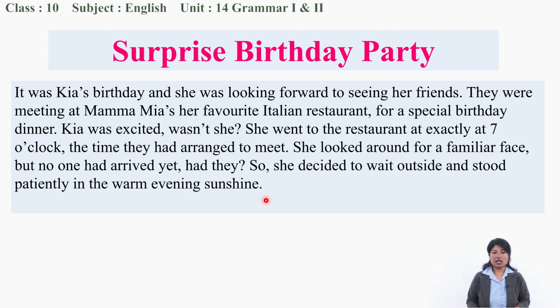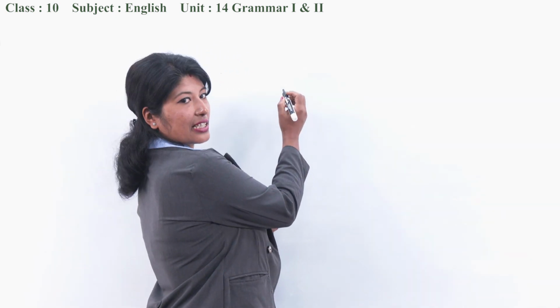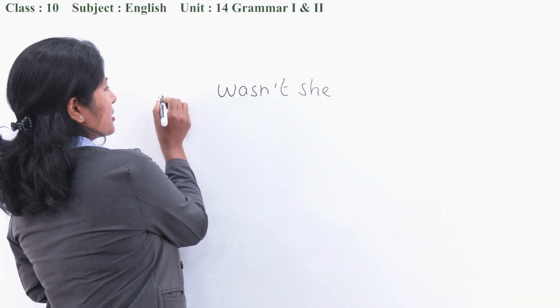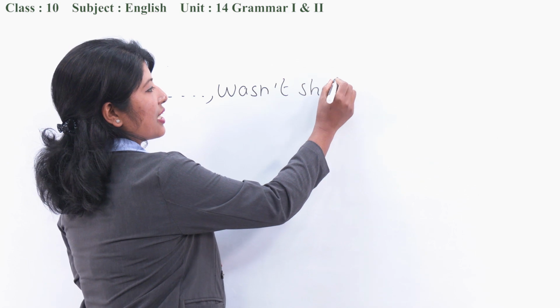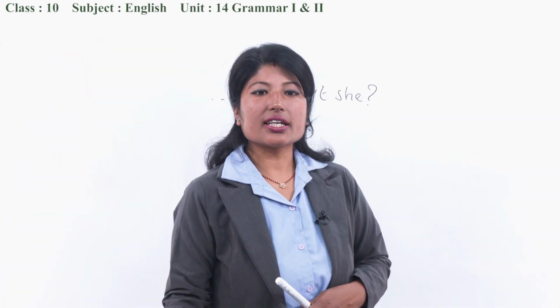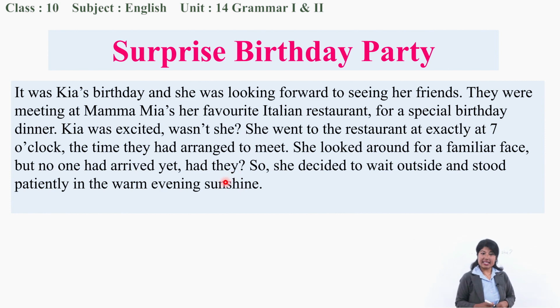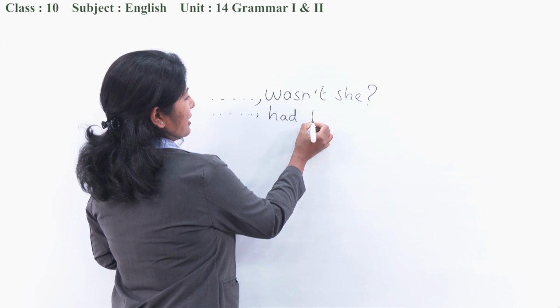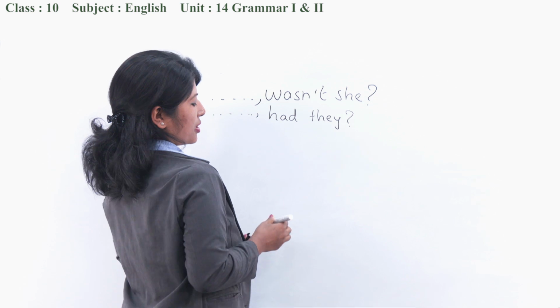Now tell me the short questions which I told you to focus on in the first paragraph of this story. What was the first? Let me write on the board these short questions. The first one is "wasn't she", and there was a statement before it, right? Wasn't she, question mark. And the next one is "had they". There was a statement, and at the end "had they", and then a question mark.